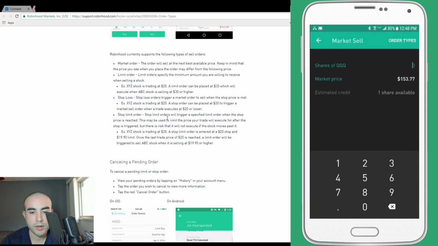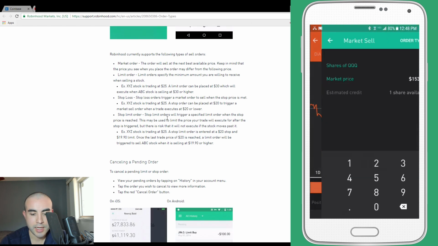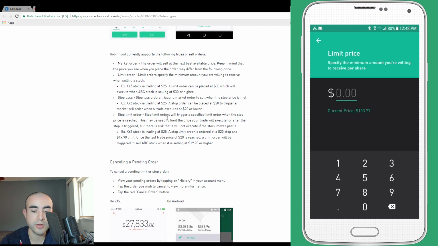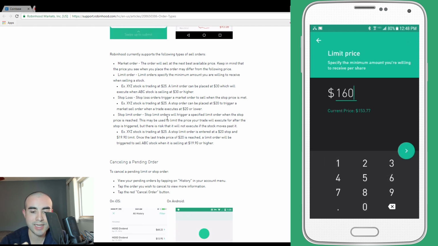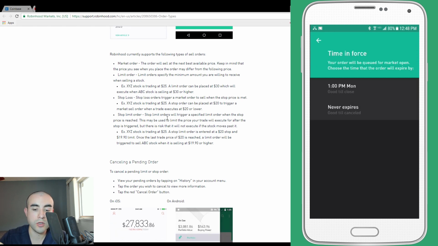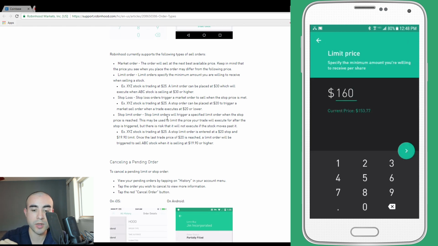As you can see, currently this ETF is priced at $153.77. If I go to limit, at what price point, what's the minimum I want to receive for the stock? I don't want to sell it at this point. I want to wait till it hits $160. So in this example, once this ETF reaches $160, about $7 from here, it'll then automatically sell for me.